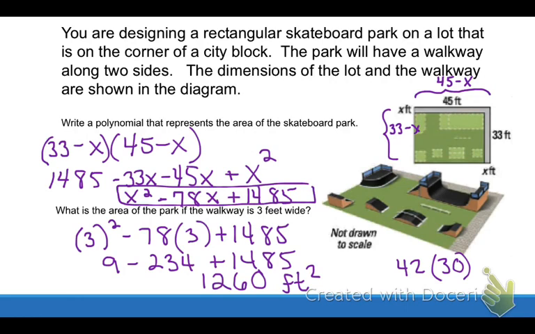Okay, you should now see how to use the distributive property to multiply polynomials together of any size.